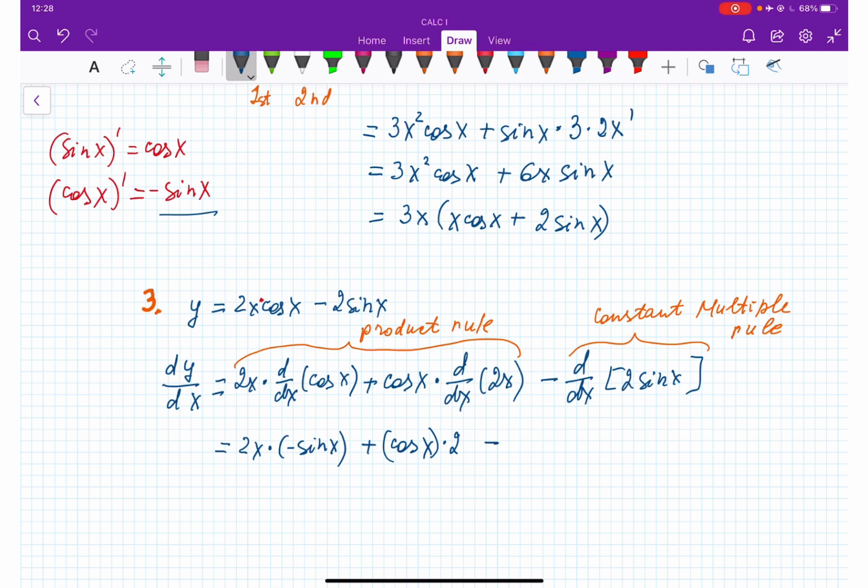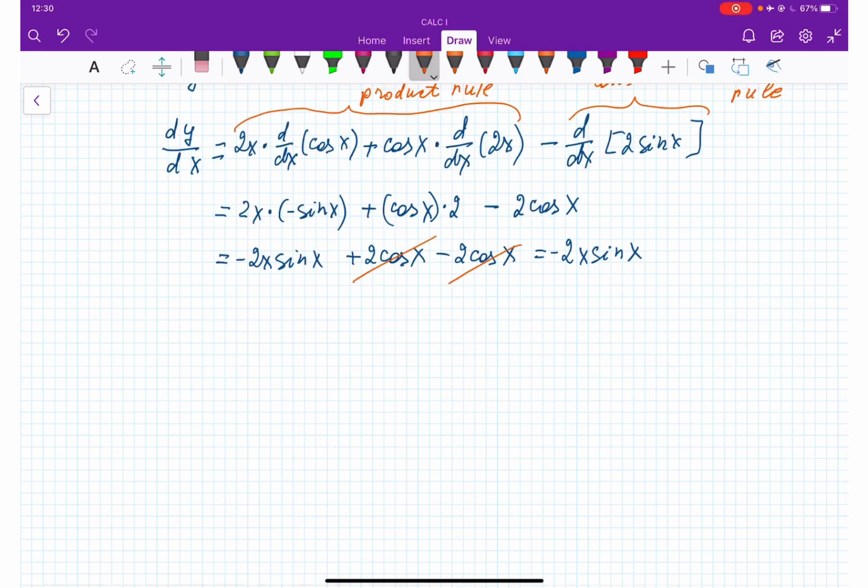So, minus derivative of 2 sine x, it's going to be 2 cosine x, right? Because derivative of sine is cosine. And from here, what do we have? It's equal to negative 2x sine x plus 2 cosine x and minus 2 cosine x. So this and this is gone, and the answer is negative 2x sine x.